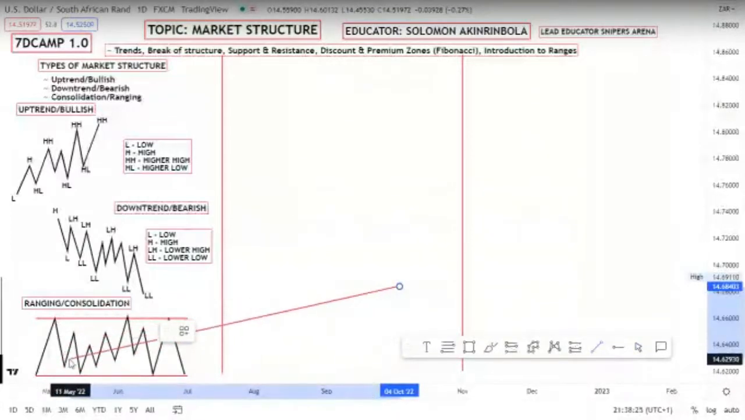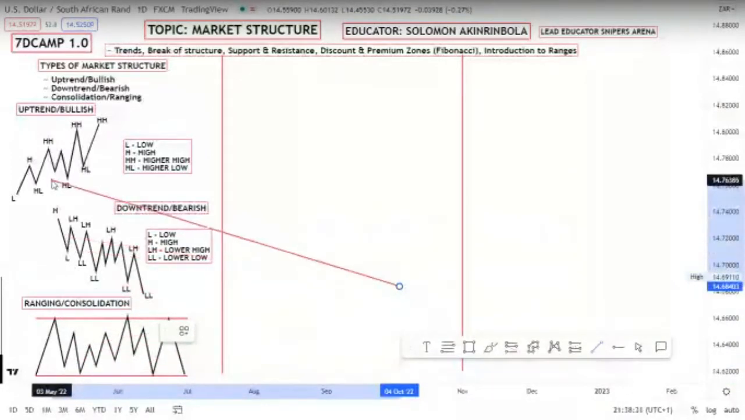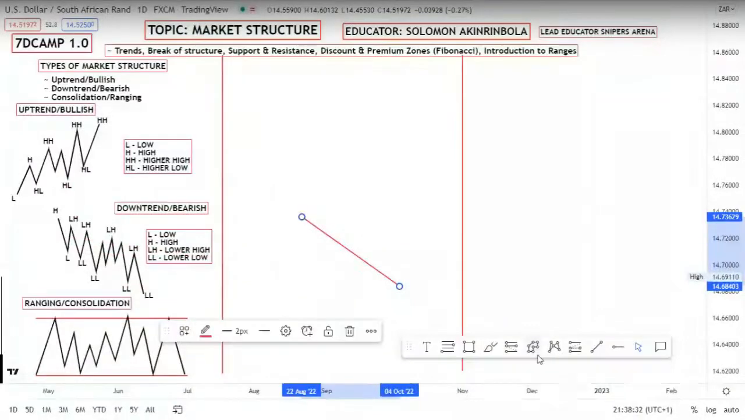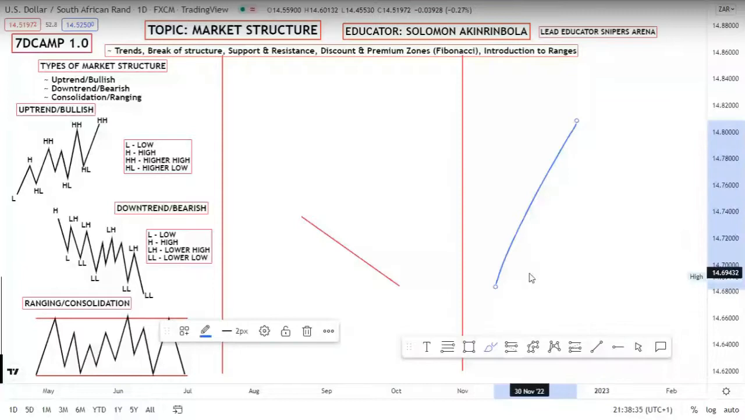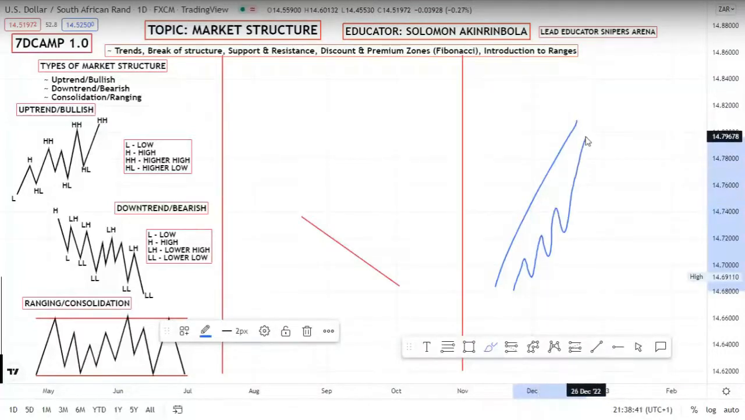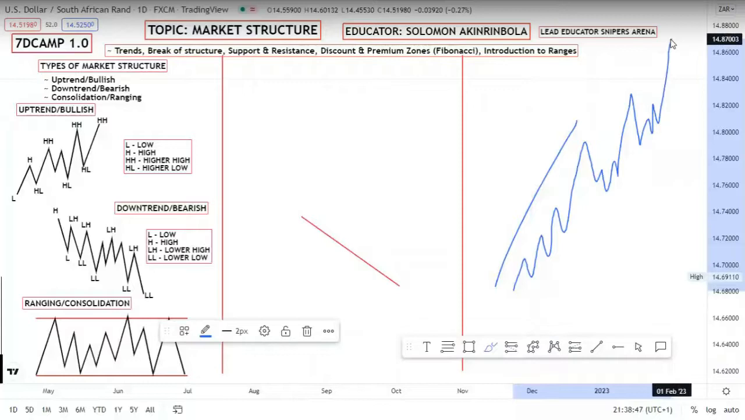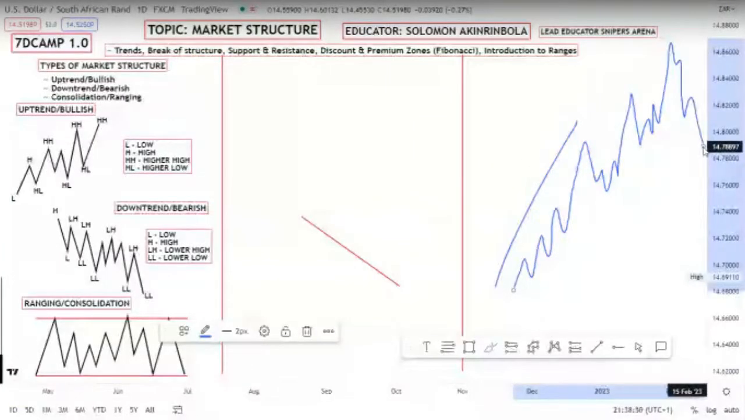Now one funny thing is, in a ranging market, you will still see an uptrend and a downtrend. You will surely see it, because the market does not just go like this. Rather, the market does like this. So sometimes you just see this massive pull and you see this retracement.